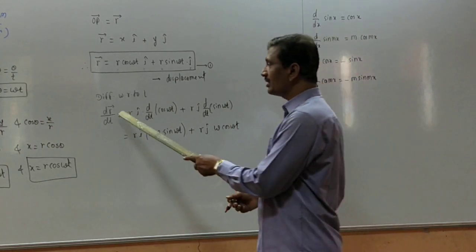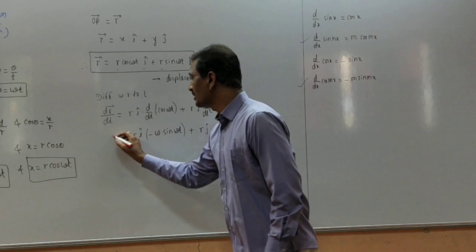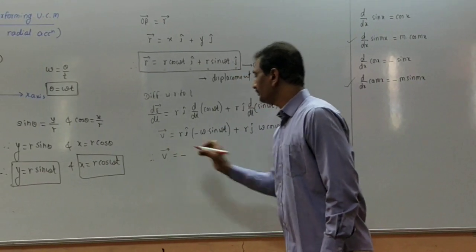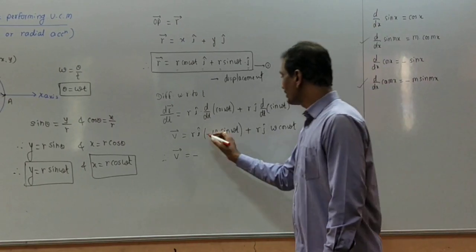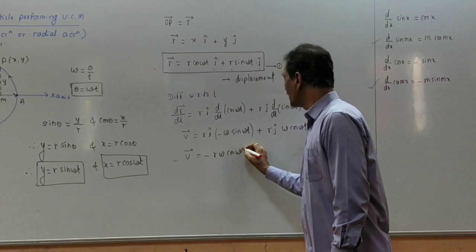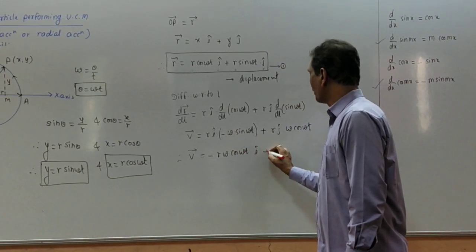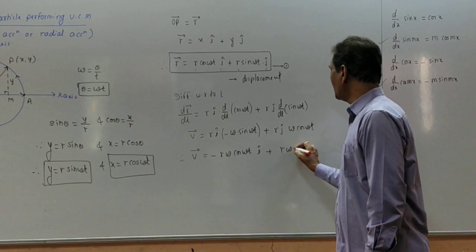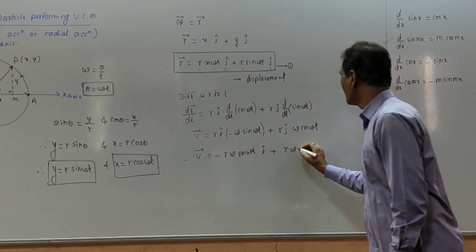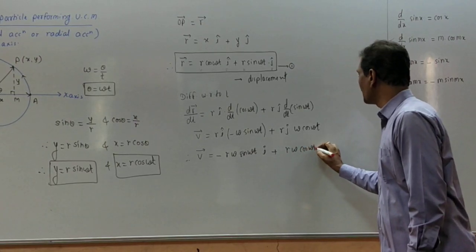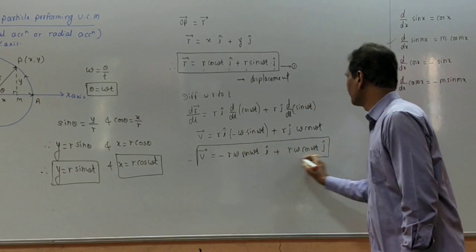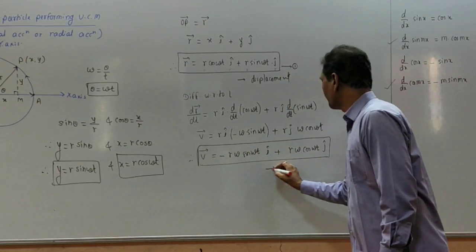So LHS is what? d r bar by dt. So it represents the velocity v bar. So what is the expression for the velocity? It is minus r omega sin omega t into i cap plus r omega cos omega t into j cap. This is the expression for velocity.